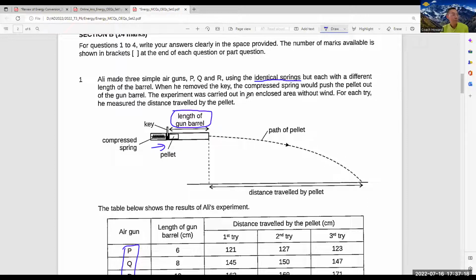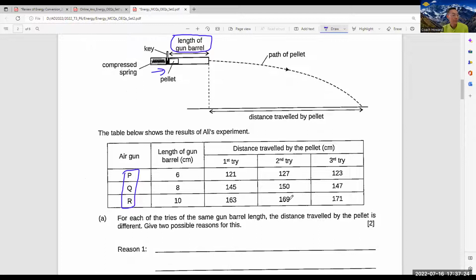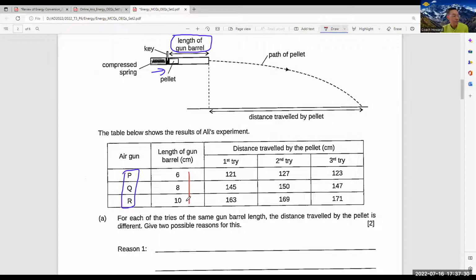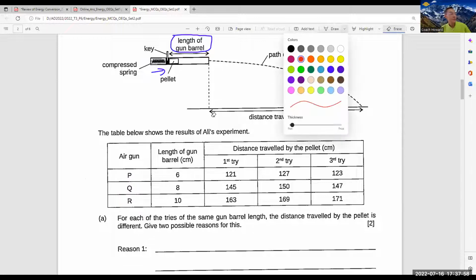The experiment was carried out in an enclosed area without any wind. For each try, he measured the distance traveled. So you notice a pattern here, right? The pattern is as the gun barrel length increases, can you see the distance all increases? So there's one observation. You can write down this one. They say for each of the tries of the same gun barrel, the distance traveled by the pellet is different. Give 2 possible reasons. What they mean is, you must read this way. They say for the same gun barrel. So you observe here, let's say for this one, right?